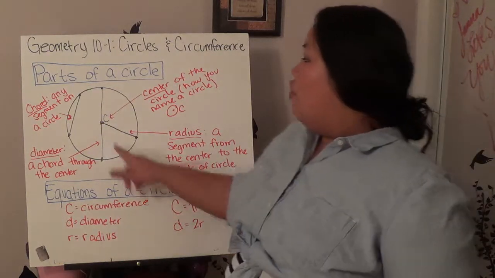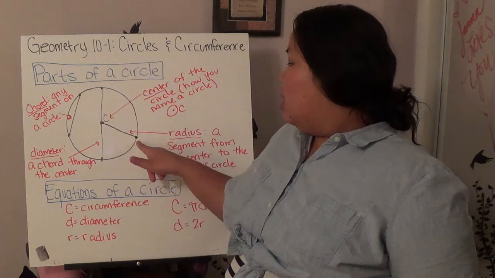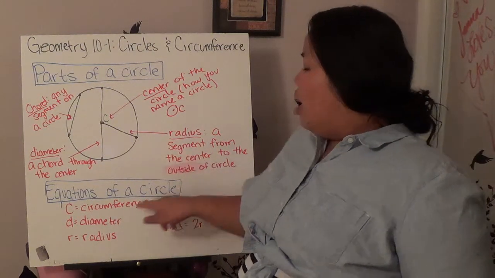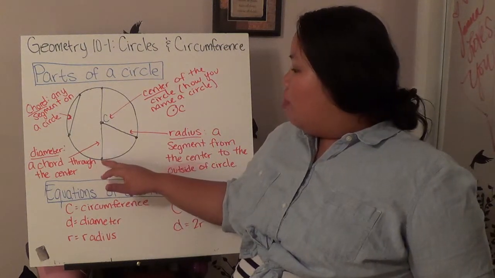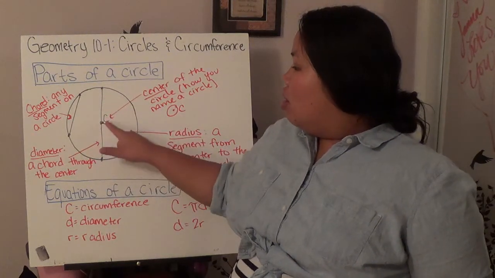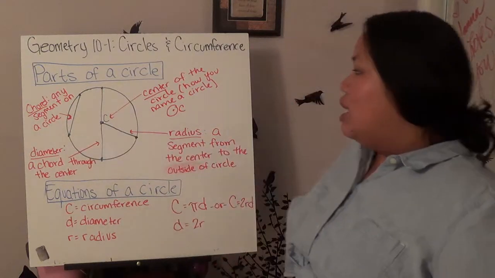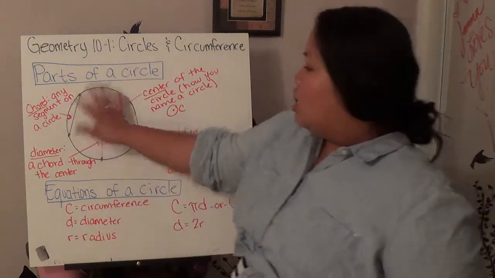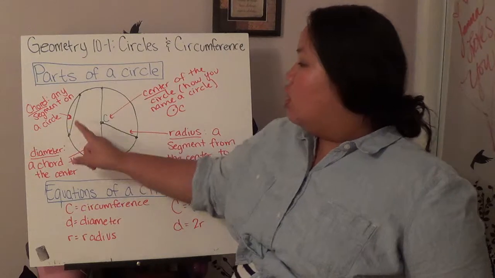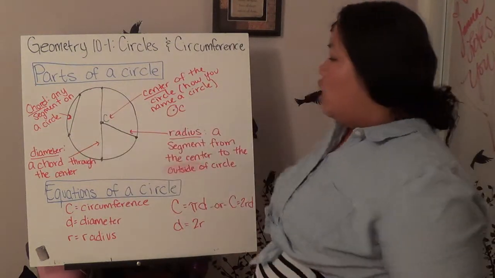Now, anything from the center to the outside is called the radius. Anything that goes from one side to the other through the center is called the diameter, and a chord is any segment on a circle. So it doesn't have to go through the middle at all, but this is called a chord. So if you take that chord, put it in the middle, then you get the diameter.